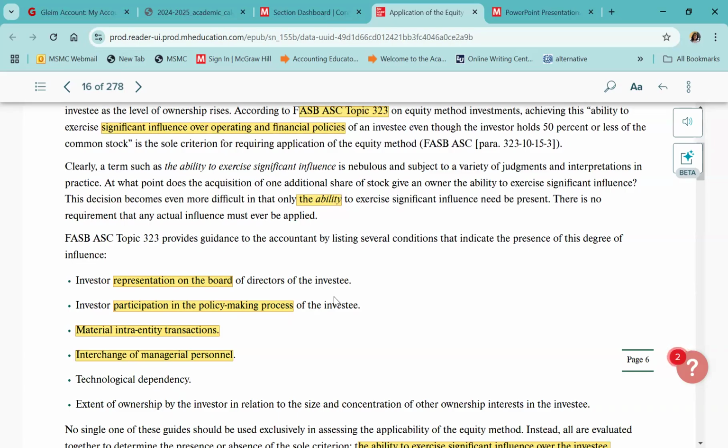Material intra-entity transactions between the investor and the investee.